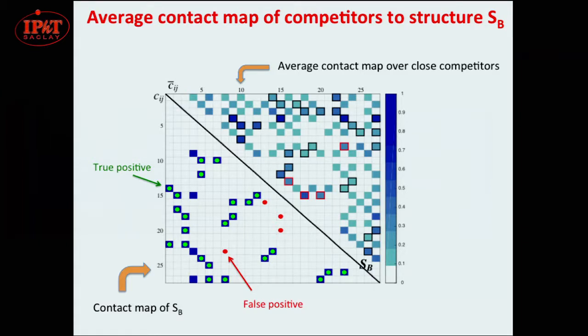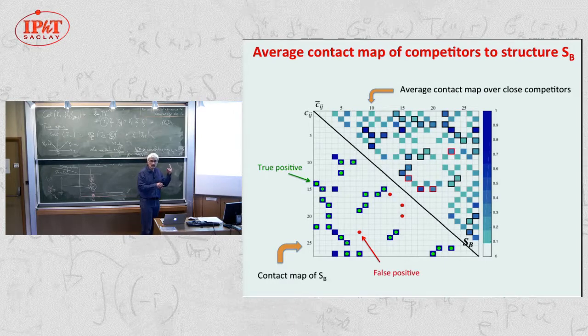Since this is a symmetric matrix, I need only i smaller than j or i larger than j to represent the whole matrix, right? So in the lower triangle, you see the Cij matrix for this particular structure SB I mentioned before. All the blue dots correspond to contacts. That means, for instance, that site number 1 and site 14 are in contact on the structure. Is it okay?